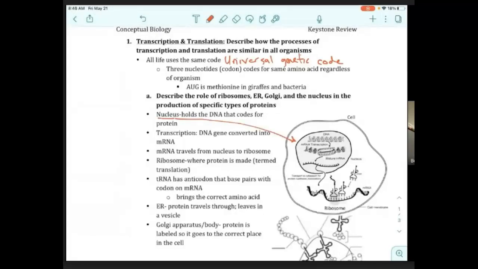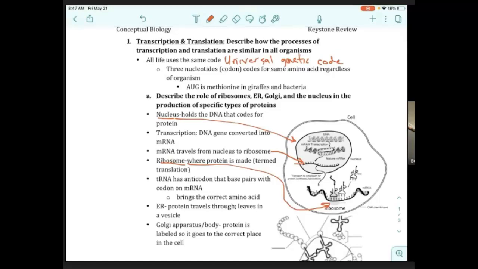Transcription happens where DNA is converted into mRNA. The mRNA then travels from the nucleus to the ribosome. Let's draw an arrow to here. The ribosome is where the protein is made. Let's draw an arrow from the ribosome down to here. Do you remember that image?